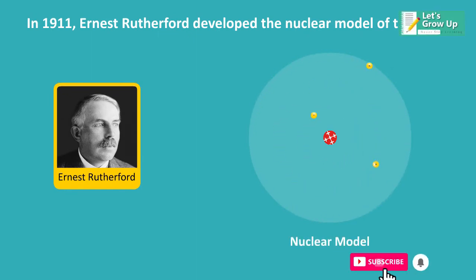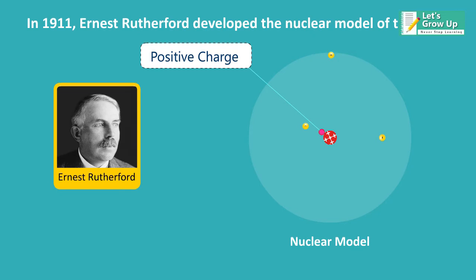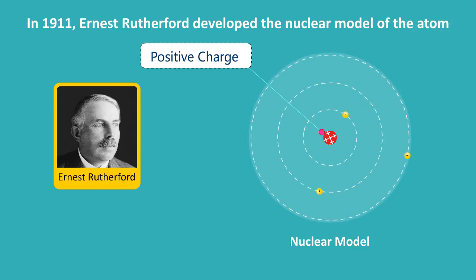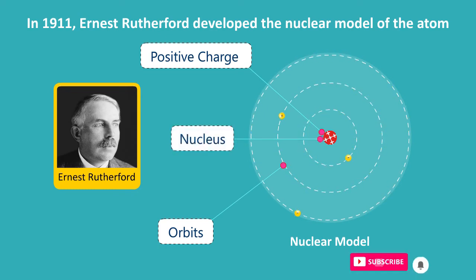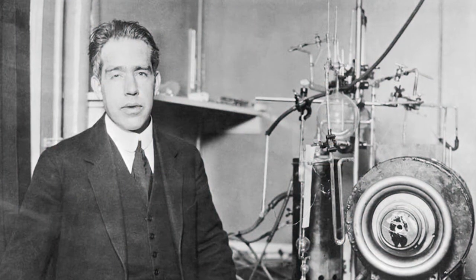In this model, he explained that the majority of the atom's mass is concentrated at the center of the atom, holding positive charge, while the electrons float around it in well-defined circular orbits. He called the positively charged center the nucleus. Just 2 years later, in 1913, this drawback of Rutherford's atomic model was addressed by Niels Bohr.